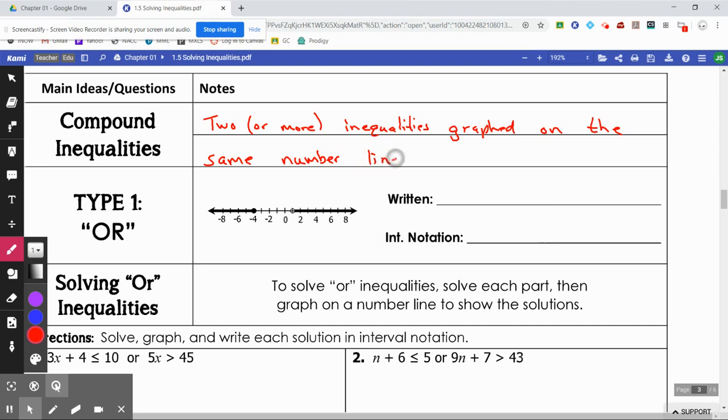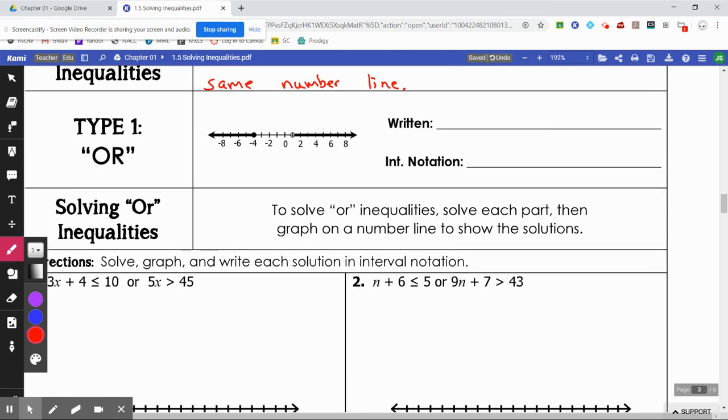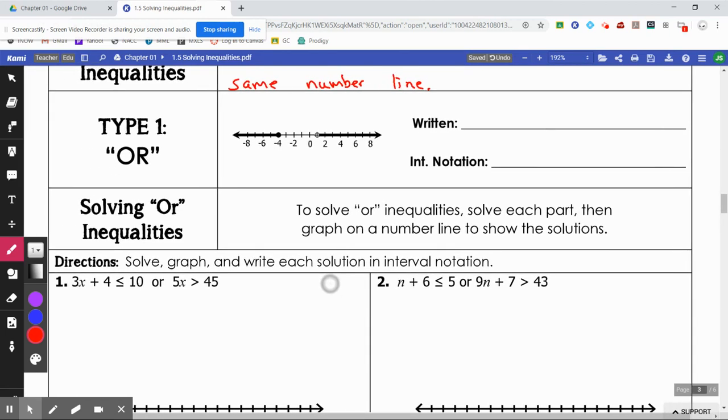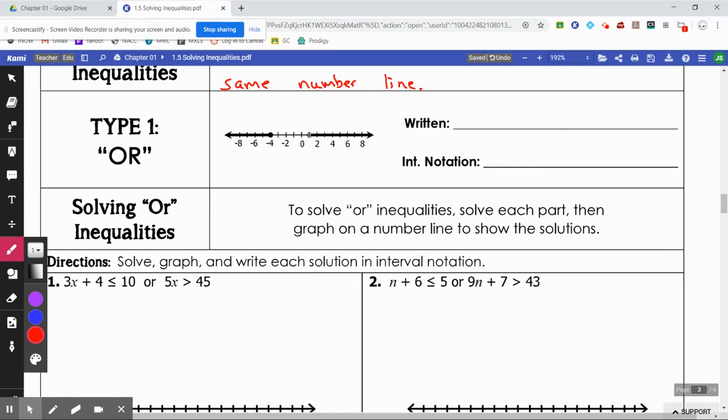And these inequalities will be joined by either the word and or the word or. You know from basic English skills what the words and or mean, but let's talk about that a little bit more in depth. First off, the word or. Type 1, the or statements.